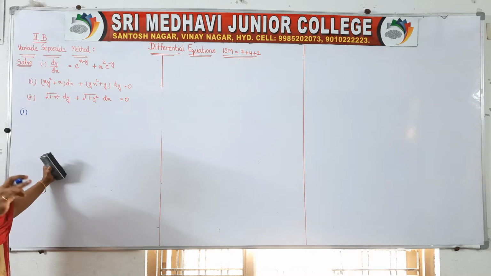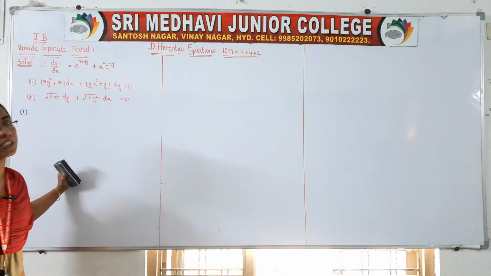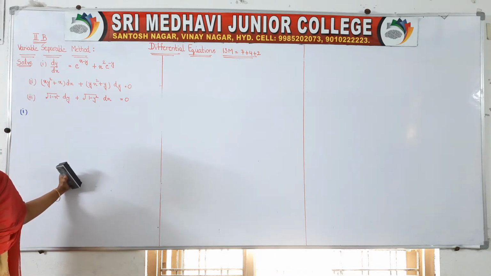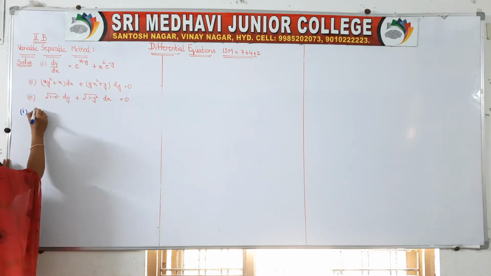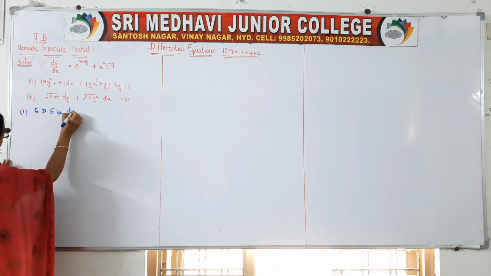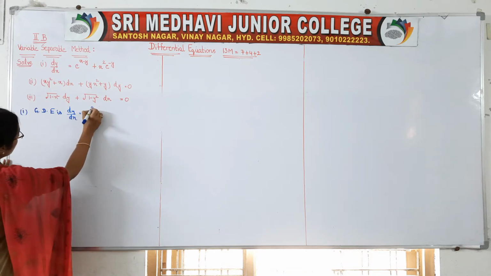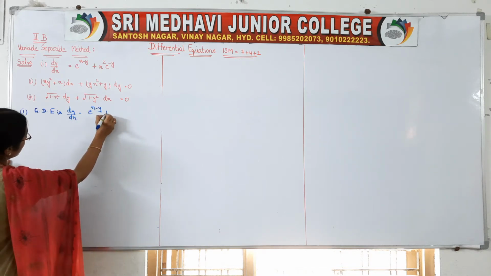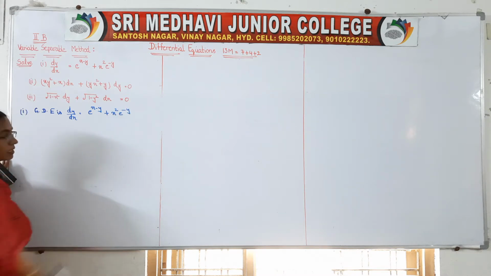All the x variables into dx we have to take, and we can integrate with respect to x. All the y variables into dy we can integrate with respect to y. So come on, what is the given differential equation? The given differential equation is dy by dx is equal to e to the power of x minus y plus x square e to the power of minus y.